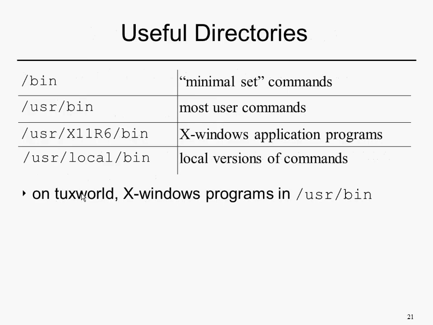So, some useful directories, places to look. /bin is a good one. There's a minimal set of commands there. /usr/bin is a much larger set of commands that provide most of the ones you'll be using day to day that are provided with Linux. And then there can be ones specific to so-called Windows and local versions that may be different in some way, where they want to provide different versions on a particular computer. On TuxWorld, as it notes, the X Windows programs are actually in /usr/bin.